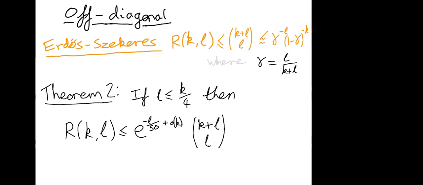And we managed to improve the bound by an exponential factor in L, the smaller of the two, e to the minus L over 50, plus lower order terms in k, if L is small compared to k, say L at most 10. We'll come back again and say that you can then use this to get to the diagonal, but somehow our method in this paper works better far from the diagonal.